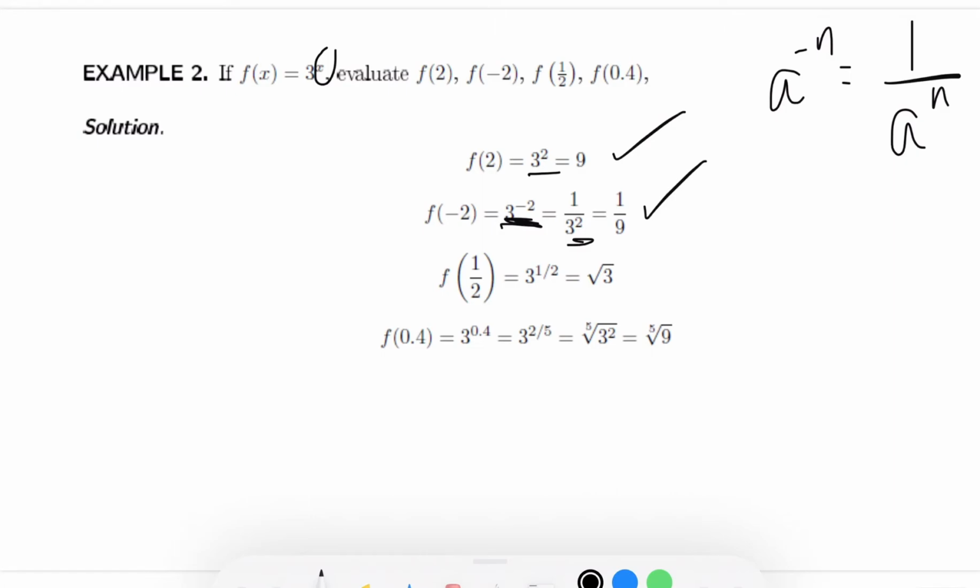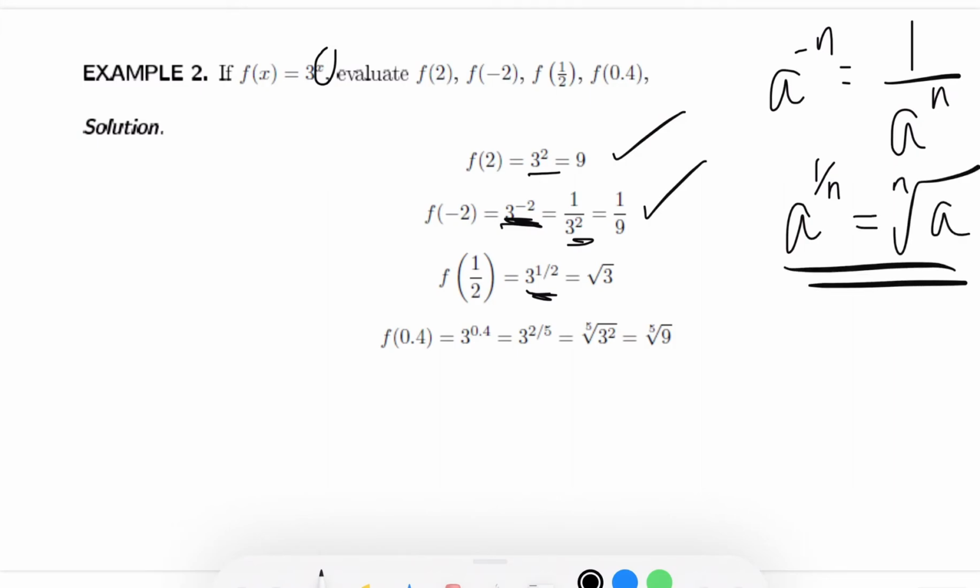f of 1/2. So substitute, it becomes 3 raised to 1/2. Remember, from exponential to radical, a raised to 1 over n is equal to the nth root of a. Since n is 2, we can eliminate the index because it is a square root, there's no need to write 2. So that is why it is the square root of 3.